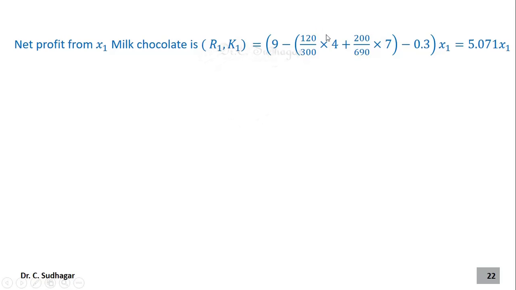This is the running cost of the machine R1, this is the running cost of the machine K1, this is the raw material cost, and this is the sales price. How many units are we producing? We are producing X1 units. So this is the overall profit from the chocolate X1.